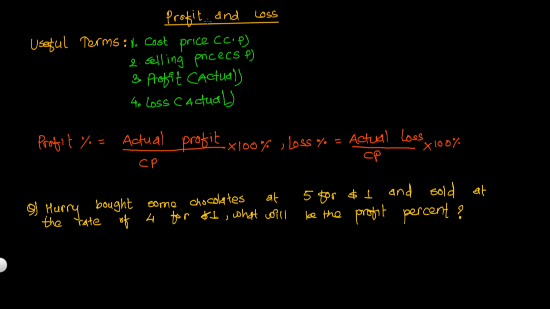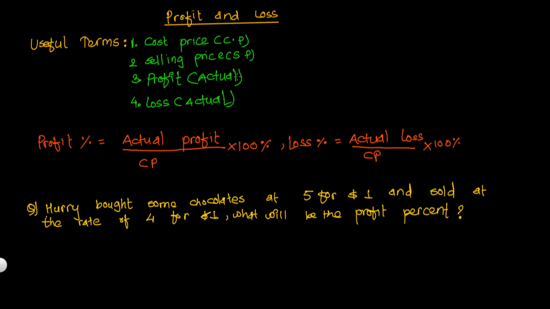In this video, I am going to talk about profit and loss. It is one of the most important, basic, but very interesting topics in mathematics. Let me first introduce some useful terms. First of all is cost price. Cost price is the price at which you bought the items. Selling price, also known as SP, whereas cost price is known as CP. Selling price is the price at which you sold the articles or any items.